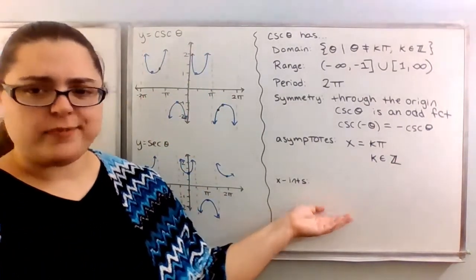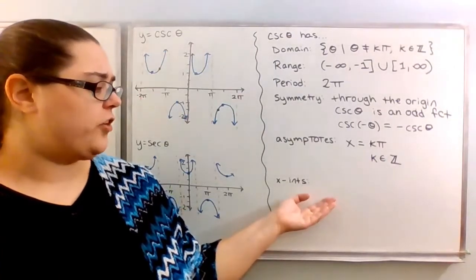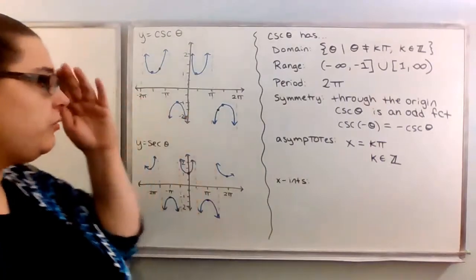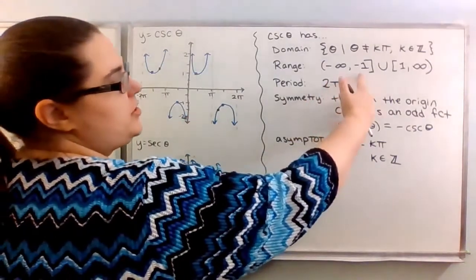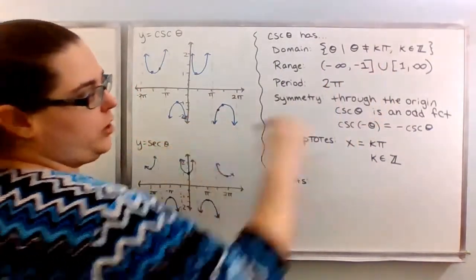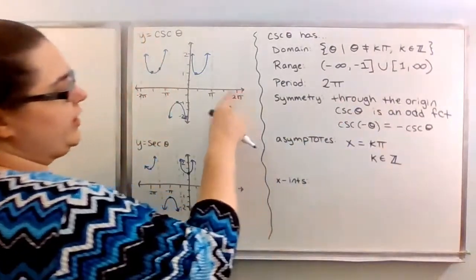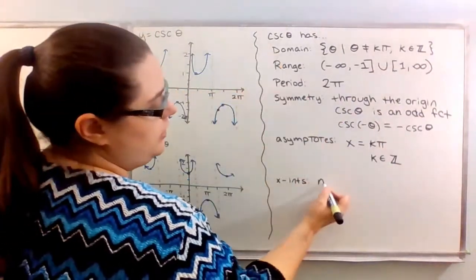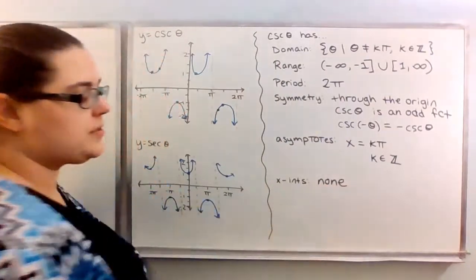And then lastly, this is kind of strange, for our x-intercepts, there are none. Because our range is everything below -1 or above 1, we never hit the x-axis. So cosecant has no x-intercepts.